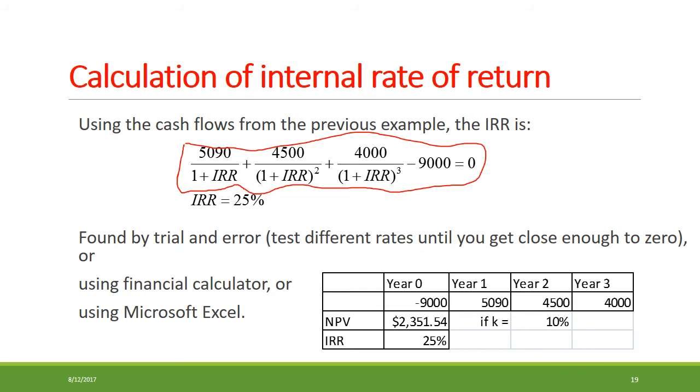How do we work that out? We could either use trial and error. We pick a rate that is roughly below the IRR, a rate where the NPV is positive, and a rate where the NPV is negative, and our estimate of the IRR would be some number in between these two rates. We could also use the financial calculator, or we could use Excel. We could use the goal-seek function in Excel to work out the IRR.